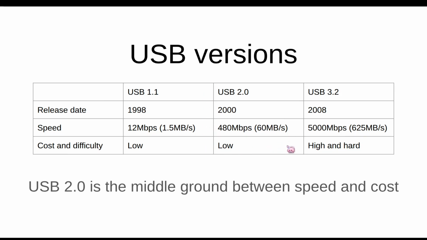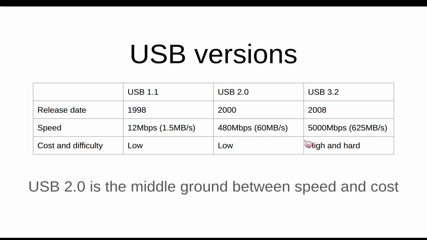For example, if you have an external hard drive and it runs at USB 1.1, your files would take forever to copy. Compared to USB 2.0, this is roughly 40 times faster. And the higher end of USB is USB 3.2. This was released in 2008 and it features 5,000 megabits per second, which is more than 10 times faster than USB 2.0.